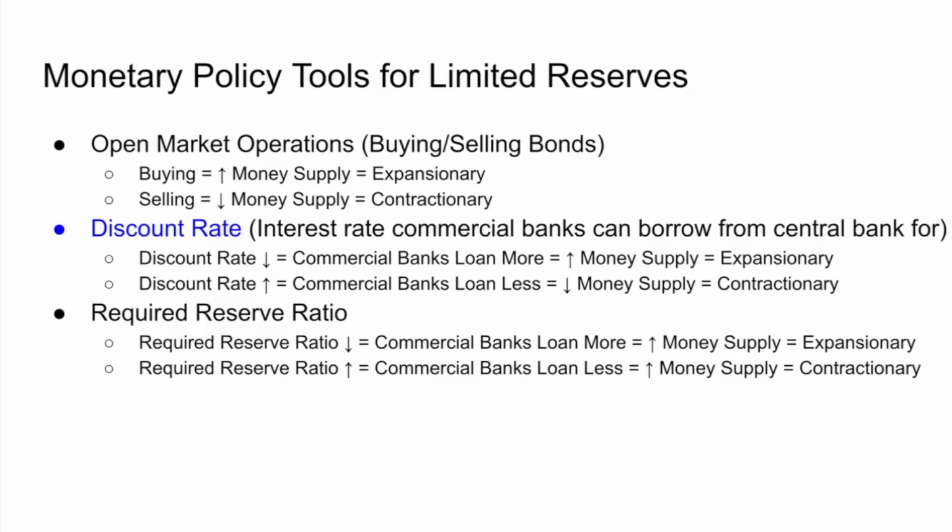And the required reserve ratio, so if it's lower, then that means commercial banks are able to loan more, and that's expansionary. If the required reserve ratio increases, that would be contractionary. And notice that in all of these situations, the direction the money supply shifts determines whether it's expansionary or contractionary.